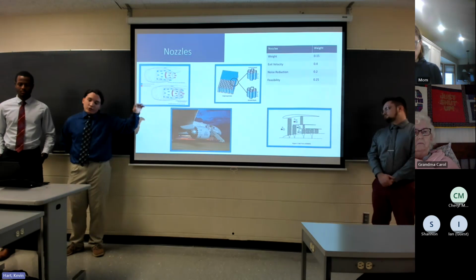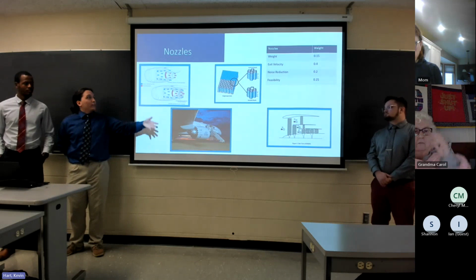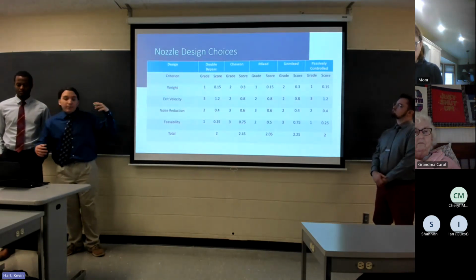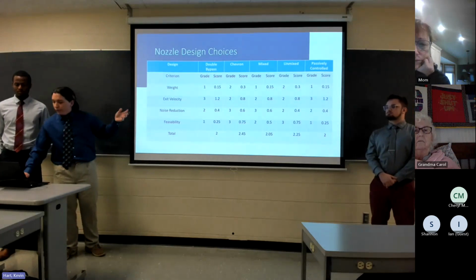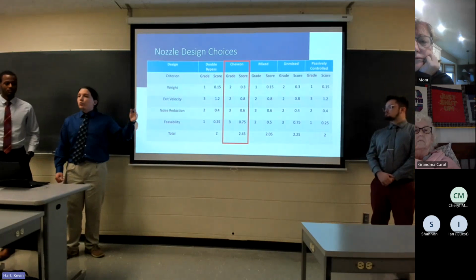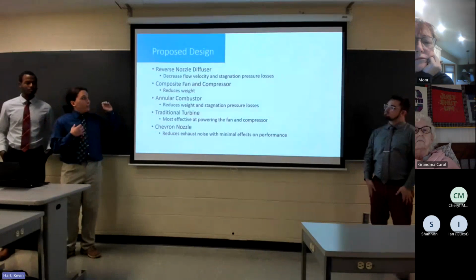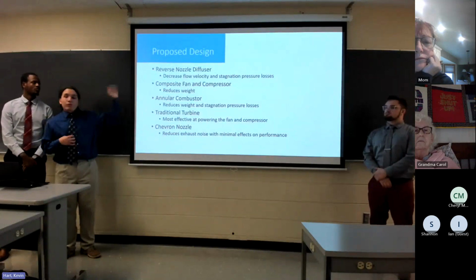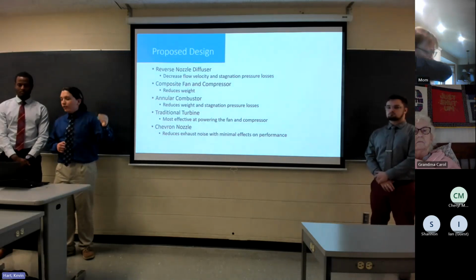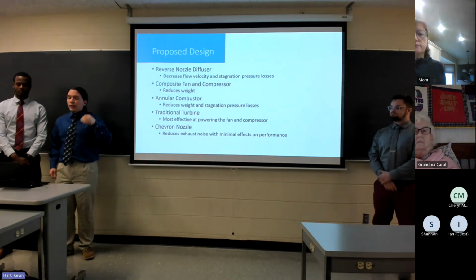And finally, as discussed earlier, we looked at a double bypass turbofan. So as it's included in the fan, it also has to be included in the nozzles. In comparing all these design choices, we found that the chevron nozzle design choice was best suited for our applications. And so overall, the proposed design is the reverse nozzle diffuser, as it is the most effective at decreasing the flow velocity with minimal stagnation pressure losses.